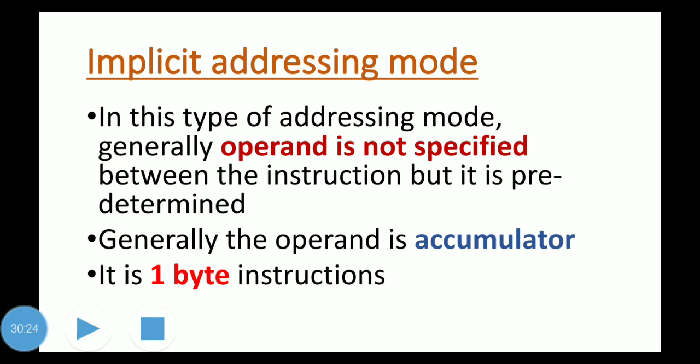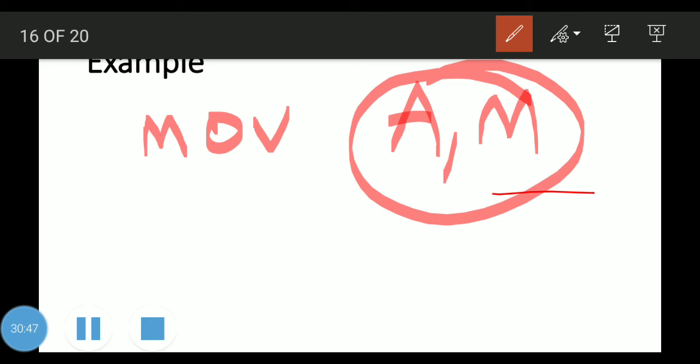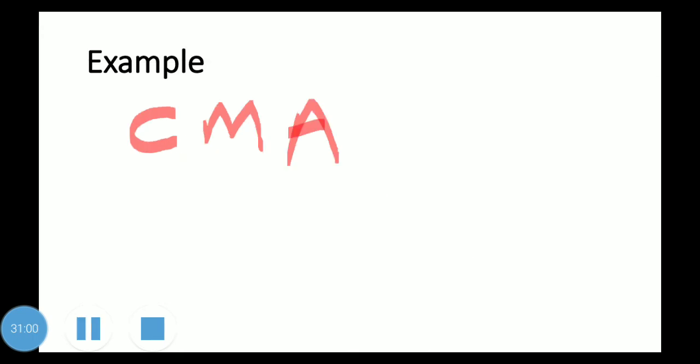Consider this example, CMA. In this instruction, no data is given, no address is specified, no operand is specified, only the instruction itself is given. What is the operand? When we have data like this, that becomes an operand. If it is specified, then it is an operand. But in implicit addressing mode, no operand, data or address is specified. That is why it is called implicit addressing mode.